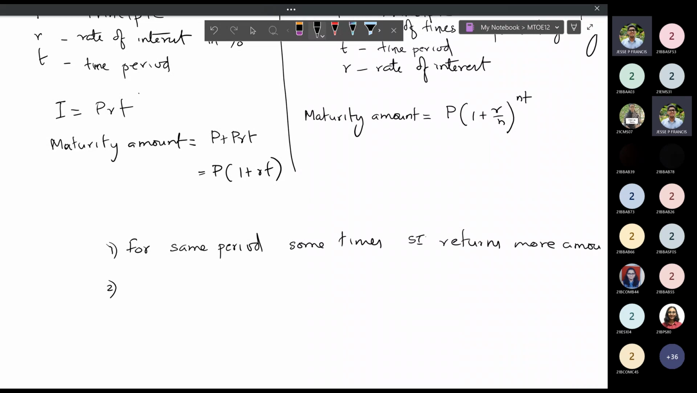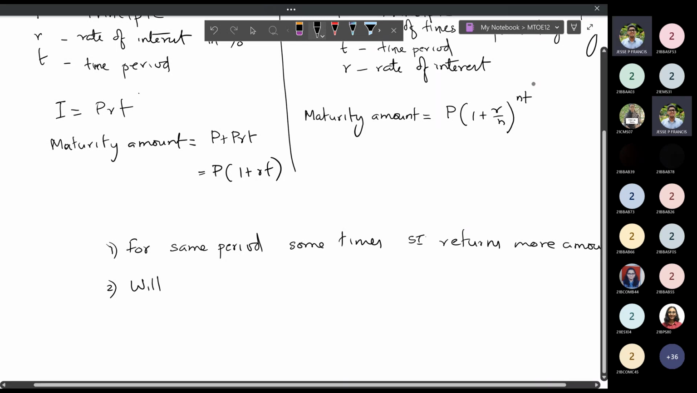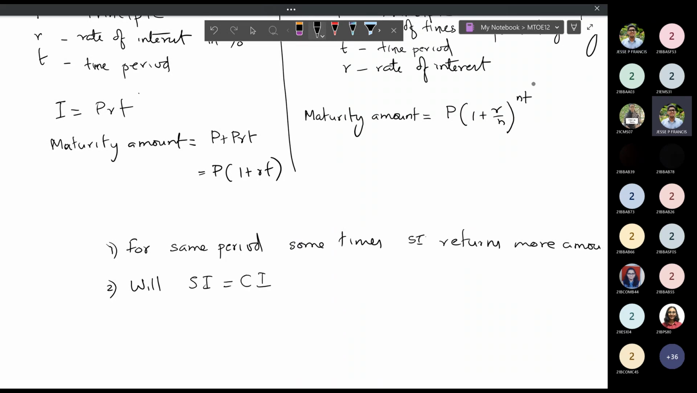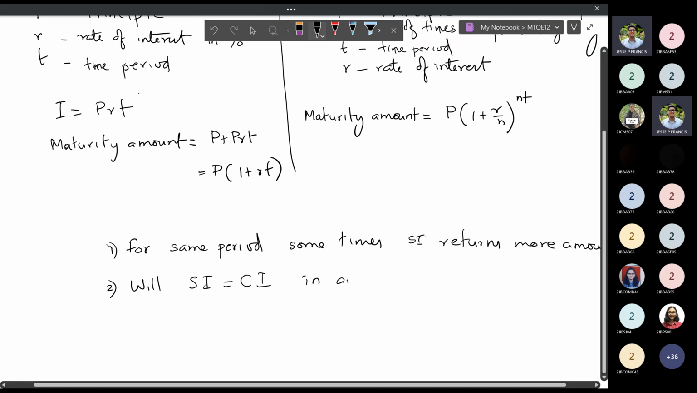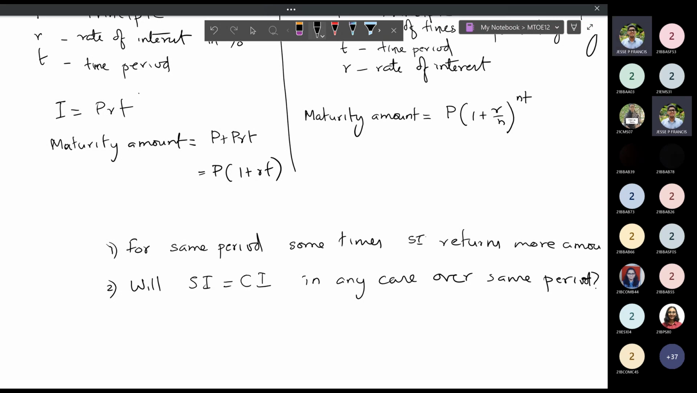Then two, what else can we notice? Will they ever be equal? Will simple interest be equal to compound interest in any case over the same period? Can you throw in your thoughts? I'm looking at the mathematical side of it. I'm talking about when these two are equal. When could it be?